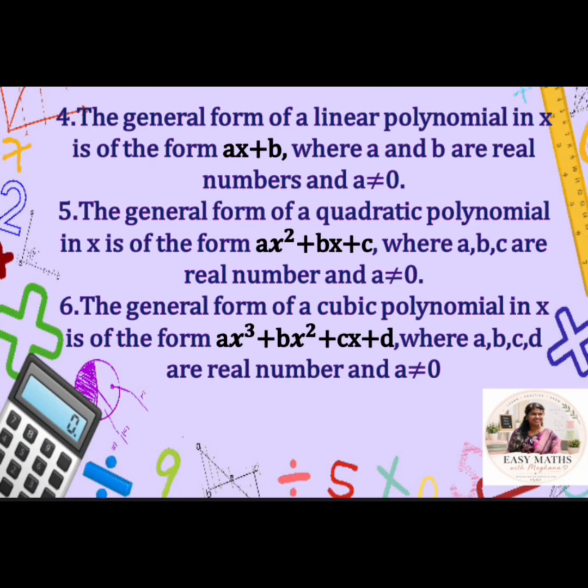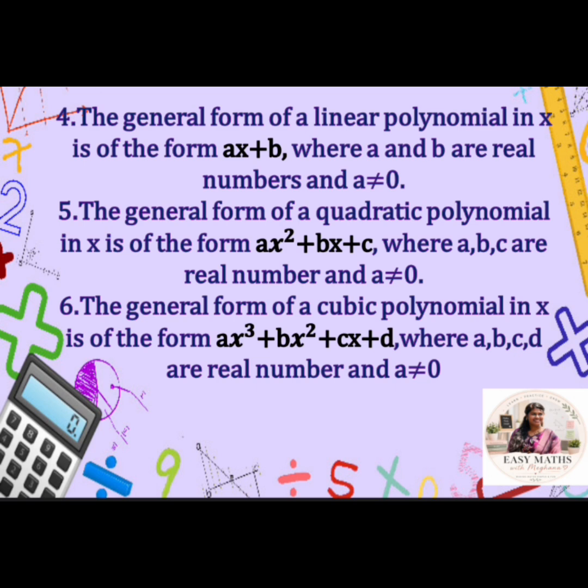The general form of linear polynomial in x is of the form ax plus b, where a and b are real numbers and a is not equal to 0. So, linear polynomial is generally expressed in the form of ax plus b, where a and b are called as real numbers and a is not equal to 0.